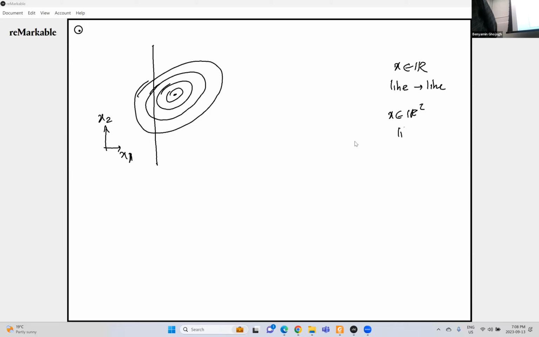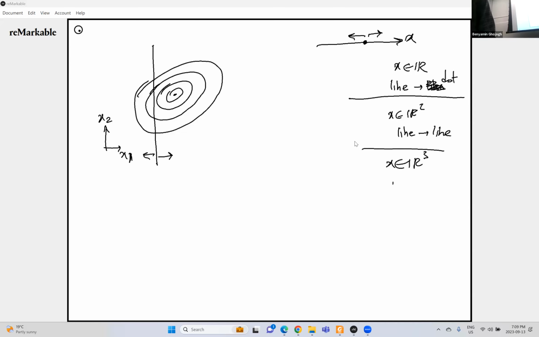Here also the line becomes a dot, I guess. So what do I mean? Assume this is x. Then whether I'm on the left-hand side of the dot or the right-hand side of the dot. When I'm in R2, the line is actually a line, so whether I'm on the right-hand side of the line or the left-hand side of the line. When I'm in R3, the line is actually a plane. Which side of the plane am I on? When it is in R4, R5, it's a hyperplane.